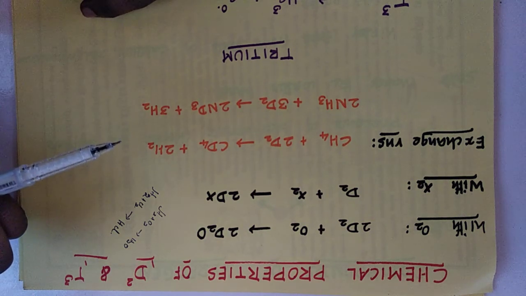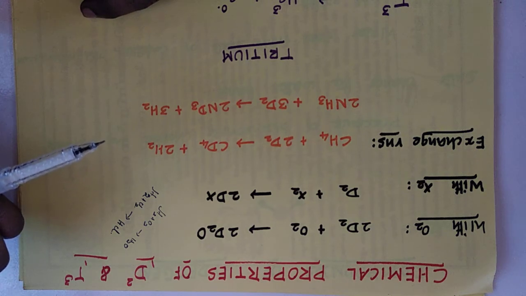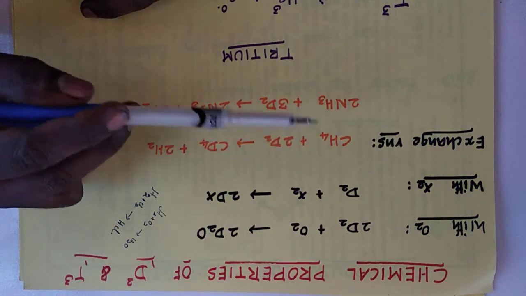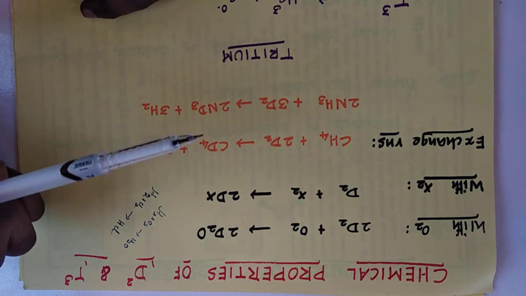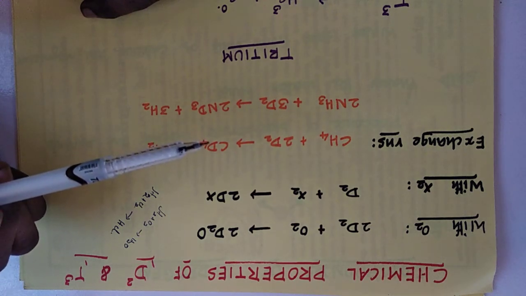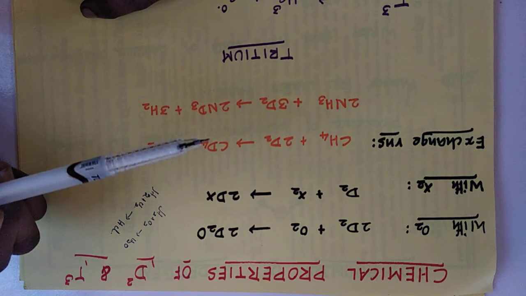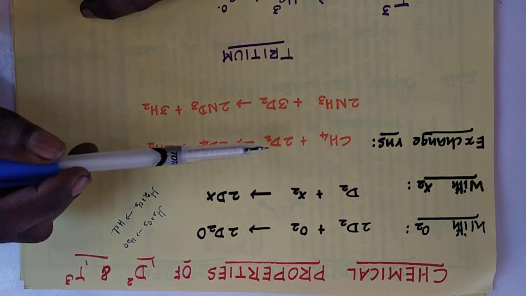The next, exchange reactions. An exchange reaction is nothing but the position of one atom being exchanged with another atom. There are 2 examples I have taken. One is methane and the other is ammonia. What is the formula for methane? It is CH4. It reacts with deuterium.